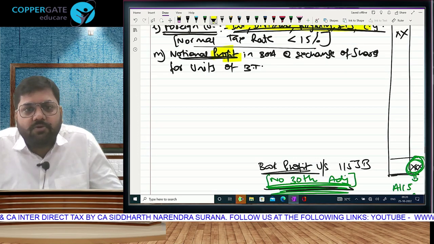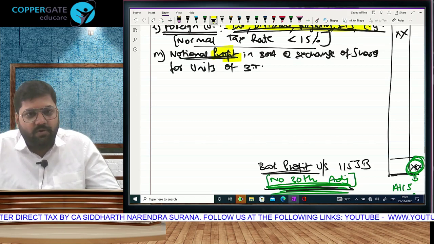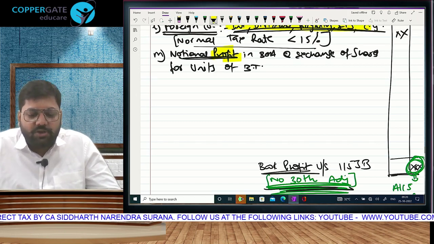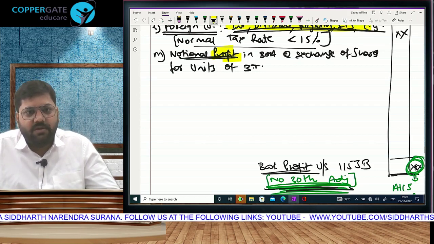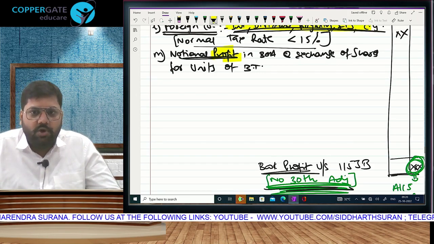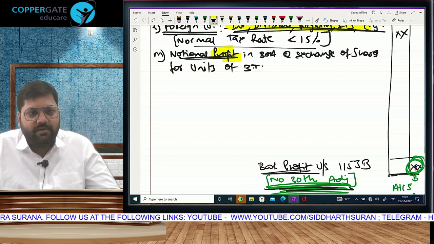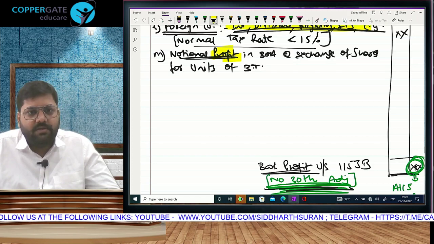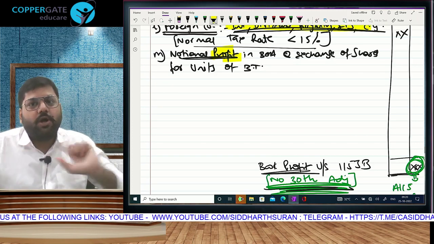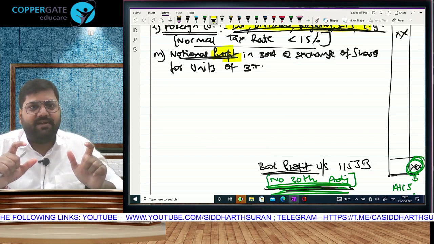So what are we doing to the profit? Less. And what are we doing to the loss? Add. Notional profit in books of accounts at the time of exchange of shares for units of business trust. Notional profit will be subtracted and notional losses will be added. Profit will be subtracted and loss will be added. That is clear, corresponding relation between the less side and the add side.